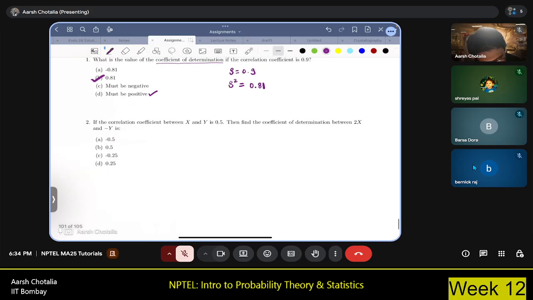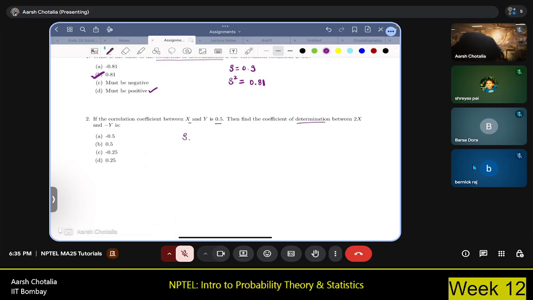Okay. Next question. The correlation coefficient between x and y is 0.5. Then what is the coefficient of determination between 2x and minus y? So we have to just remember one thing, that rho of a scaled x with some offset and y is actually the same as rho x y, which means the offset does not matter. The correlation just stays the same.